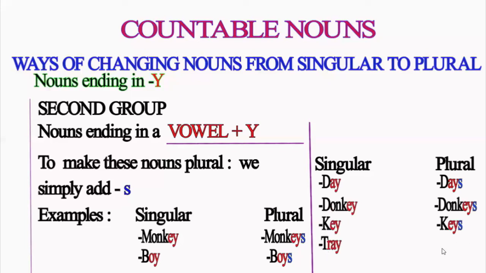Tray, trays. To change them from singular form to plural form, we simply add the s. Monkey, we simply add the s here, monkeys. Boy, boys. Day, days. Donkey, donkeys. Key, keys. Tray, trays.